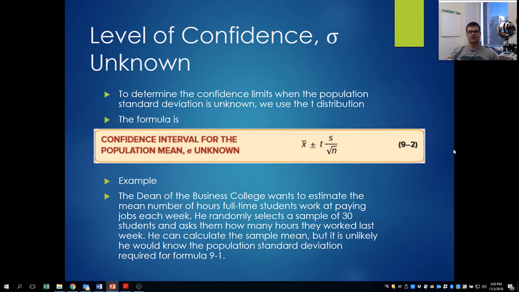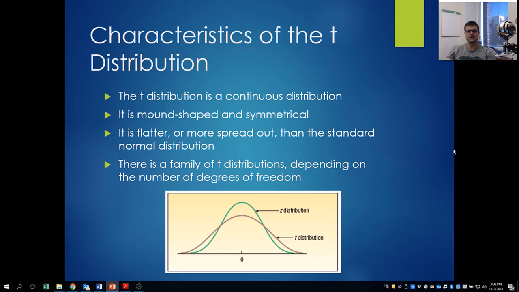Number of observations. For example, the dean of the business college wants to estimate the mean number of hours full-time students work at paying jobs each week. He randomly selects 30 students and asks them how many hours they worked last week. He calculates the sample mean, but it is unlikely he would know the population standard deviation required to utilize the z-score. So we don't know the population standard deviation here, but if we knew the sample mean and sample standard deviation the dean calculated, we could calculate this information.